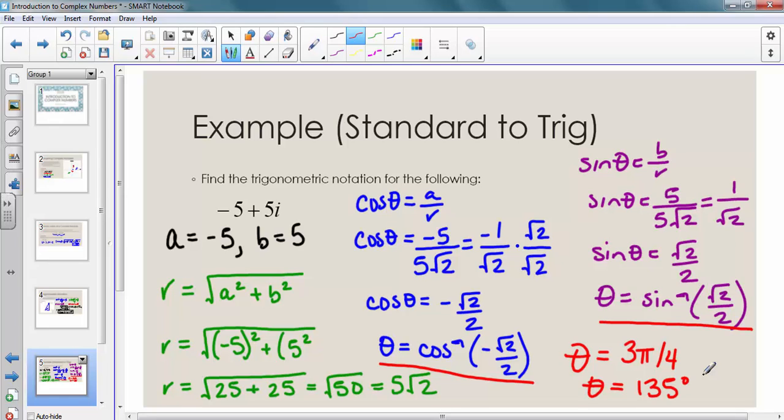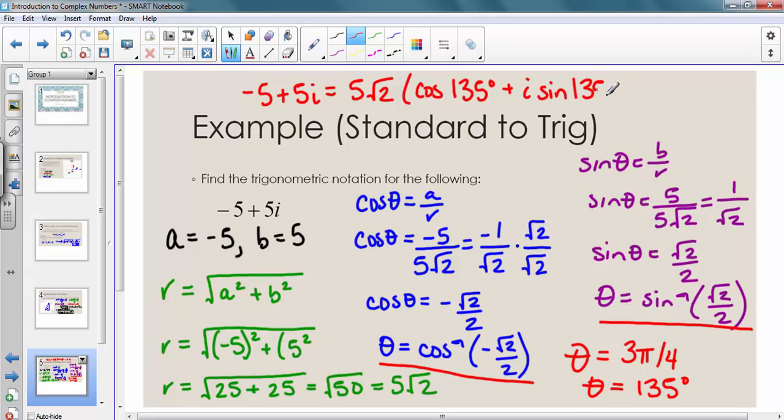So now finally I can put it in trigonometric notation. I have negative 5 plus 5i equals r, which is 5 square root 2, times the cosine of theta, which is 135 degrees, plus i sine of theta, which is 135 degrees. So now I have it in trigonometric notation.